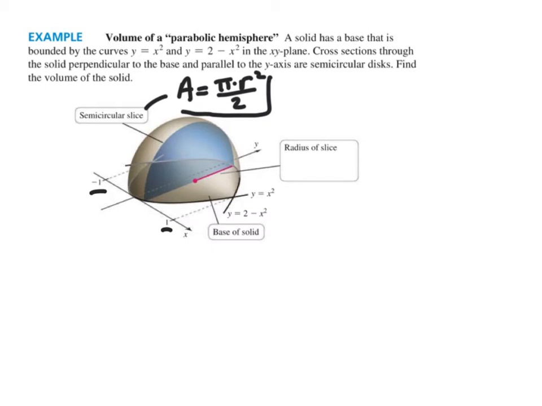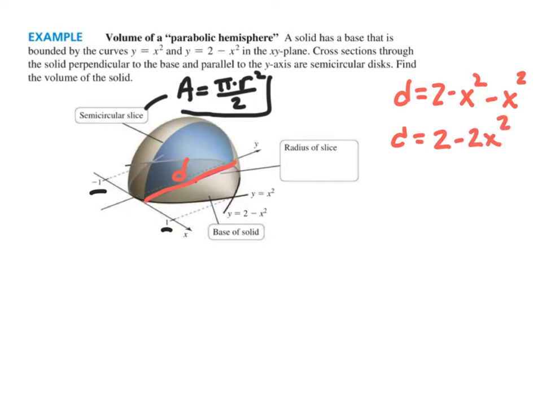Knowing that the radius is just half the diameter, which goes from one function to the next, if I find the diameter, the diameter is just the distance between these two functions. So I want to do top minus bottom. We have to be savvy enough to realize that the top function is really 2 minus x squared. So let me write 2 minus x squared. That's my top function minus the bottom function, which is just x squared. So my diameter is equal to 2 minus 2x squared.